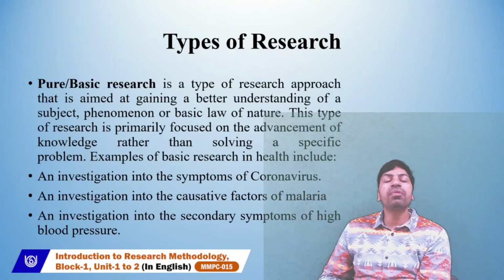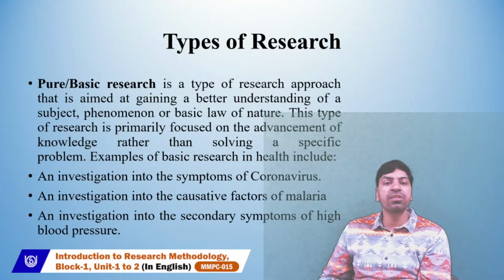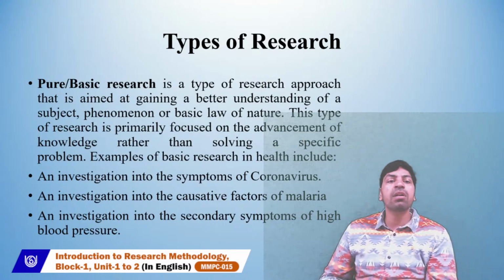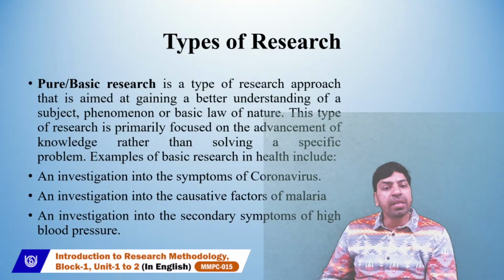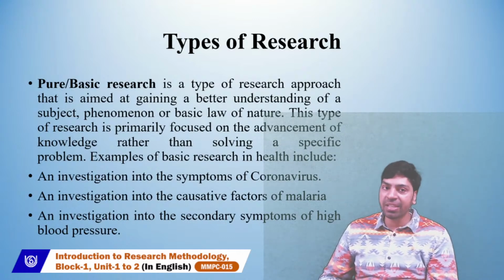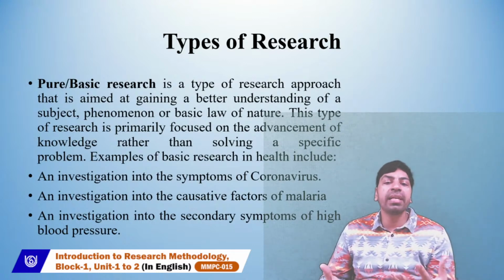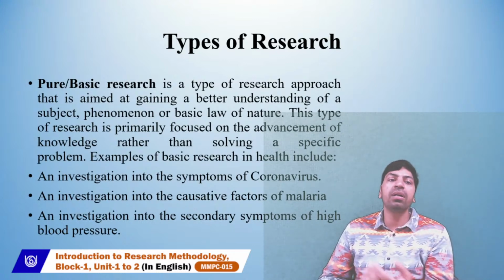Now we can come up to the next part of the research, that is called the types of research. The first one is pure and basic research. It is a type of research approach which always aims to get a better understanding of a subject area, phenomenon, or a basic law of nature. This type is always used to advance knowledge rather than to solve a particular problem.